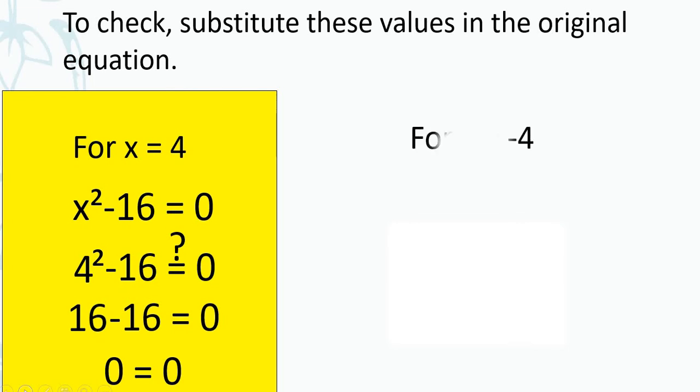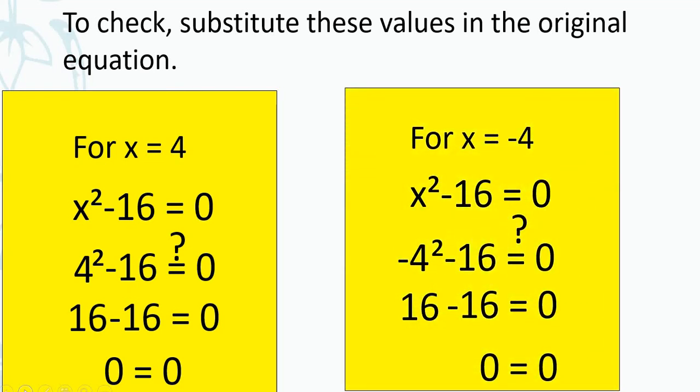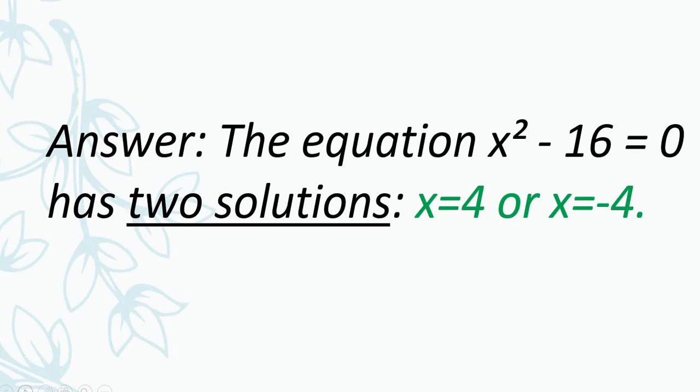Okay, next, x is equal to negative 4. So substitute the value, remove x, replace it with negative 4. Negative 4 squared is what? Negative 4 times negative 4 is 16. So 16 minus 16 is 0. Okay. The equation x squared minus 16 is equal to 0 has two solutions. x is equal to 4 or x is equal to negative 4.